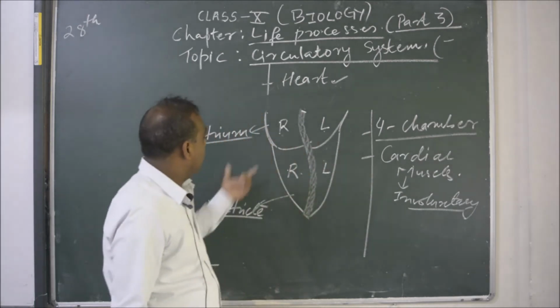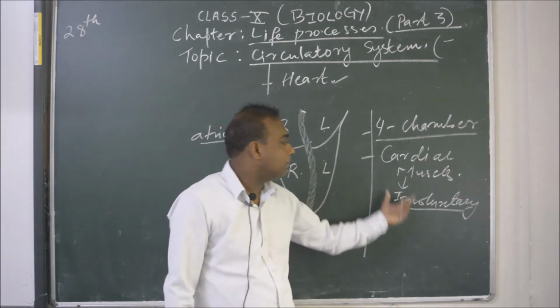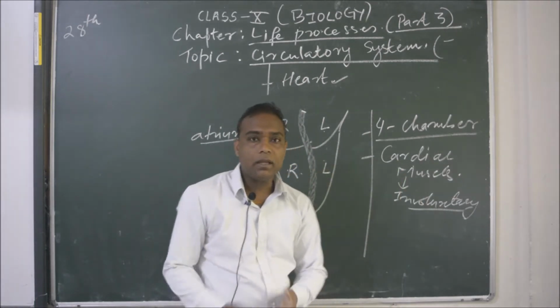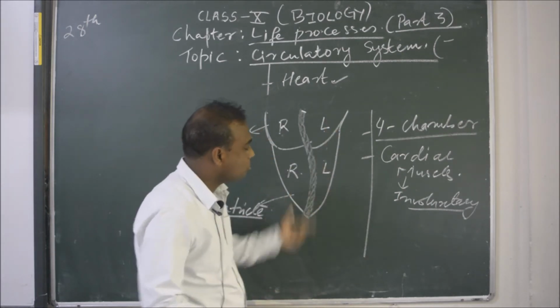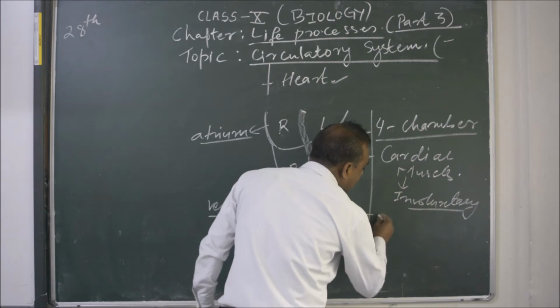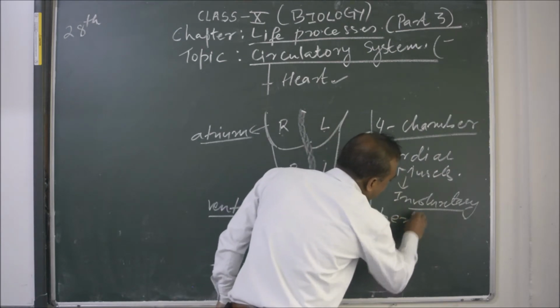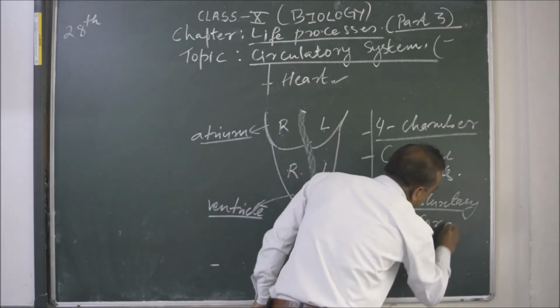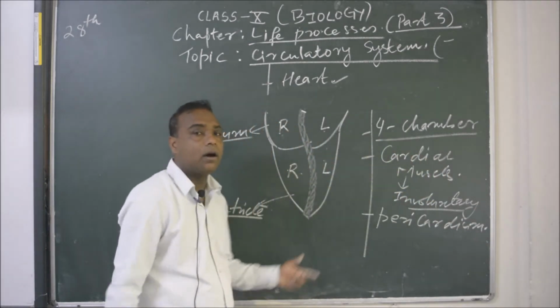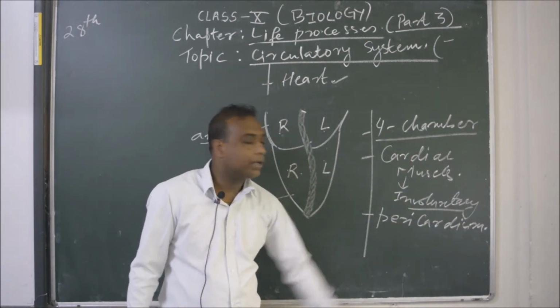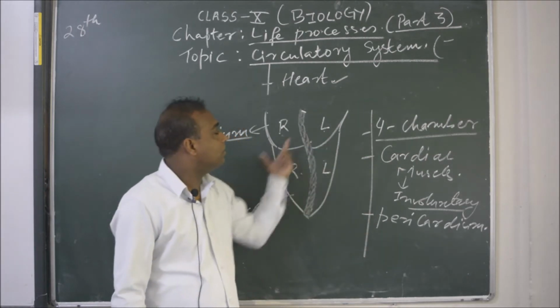Number 1, it has 4 chambers, then it is made of cardiac muscles, and the outer covering of the heart is also there. The outer covering of the heart is known as the pericardium. Pericardium is the outer covering of the heart. So, these are the simple structures.